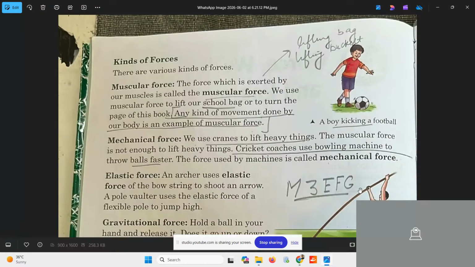M3 stands for M three times. The first M stands for muscular force. The second M stands for mechanical force. And the third one stands for magnetic force. Muscular, magnetic, and mechanical. All these three types of forces are important. You have to learn about all of them. So how many types of forces are there? Keep in mind, six types of forces are there.